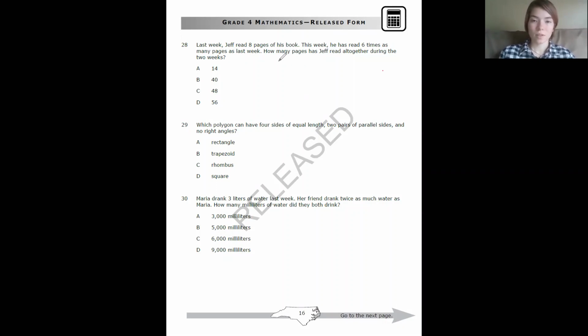Okay, so last week, Jeff read 8 pages. This week, he has read 6 times as many pages, which means that this week he has read 6 times 8 pages. So last week, this week, 6 times 8, and 6 times 8 is 48.